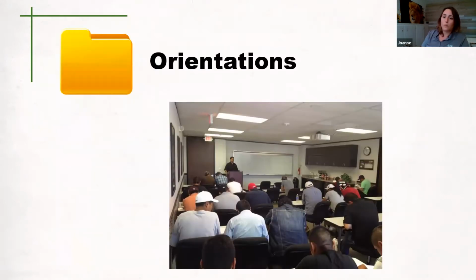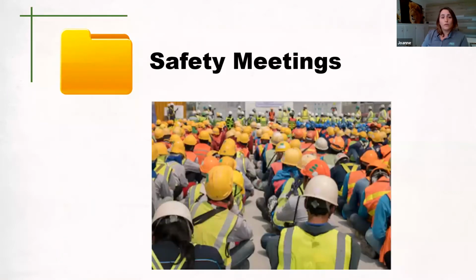You're going to want to keep a copy of everyone's orientation in this folder, not just the new hires from the last 6 months for your baseline or year for external audits, but you want to keep a copy of everyone's orientation records. The next folder here is your safety meetings. This is where you're going to keep copies of your company-wide safety meetings, and the frequency again is something that would be in your policy, but this is where they're going to be stored.